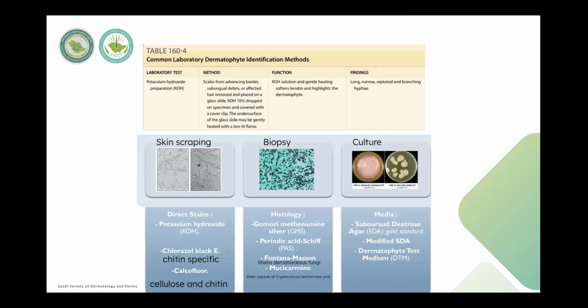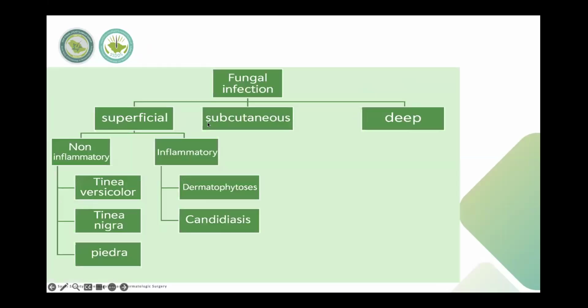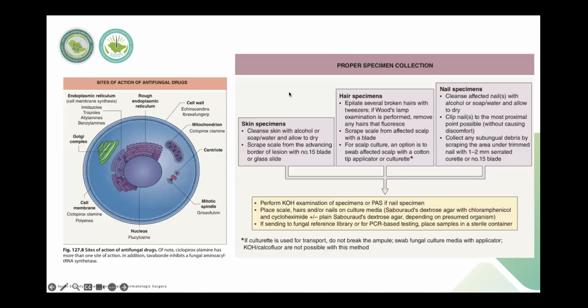fungus? Usually with scraping. What you do with scraping is just take scale with a blade and then put KOH preparation on that. KOH will dissolve the skin and keratinized tissue, and then you can visualize the hyphae of the fungus. Also, biopsy and culture can be done. Fungal infection can be divided into deep, subcutaneous, and superficial. For our talk today, we'll just focus on the superficial. Superficial means that it will just affect the epidermal layer of the skin. We can divide it into non-inflammatory, like tinea versicolor, and inflammatory, which are the dermatophyte infections.